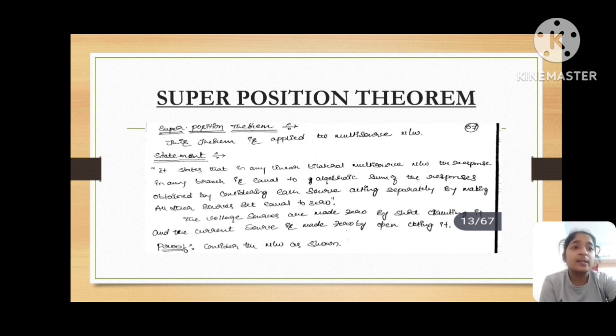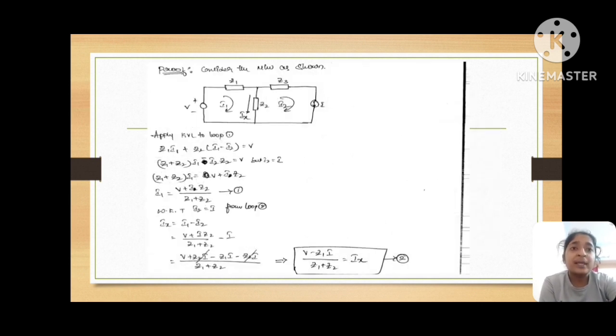The proof considers the network as shown. It's a circuit where we consider impedances Z1, Z2 and Z3, with the voltage source V, and currents I1, I2 and Ix, where the current Ix is flowing downwards. First, we apply KVL for loop 1: Z1 I1 plus Z2 into (I1 minus I2) is equal to V.